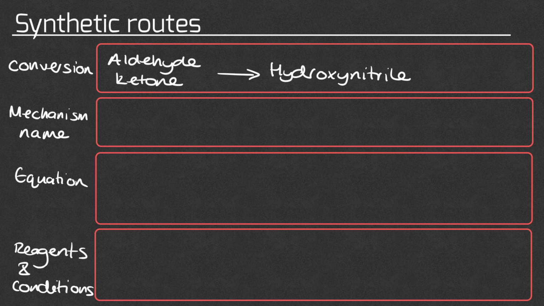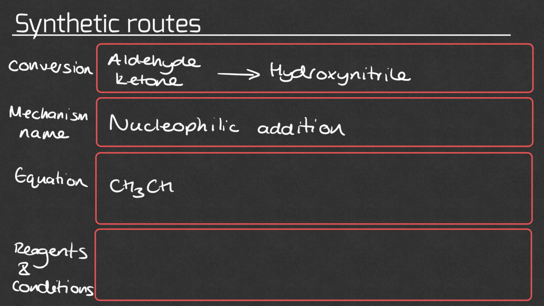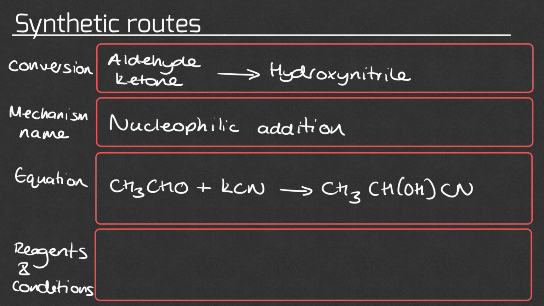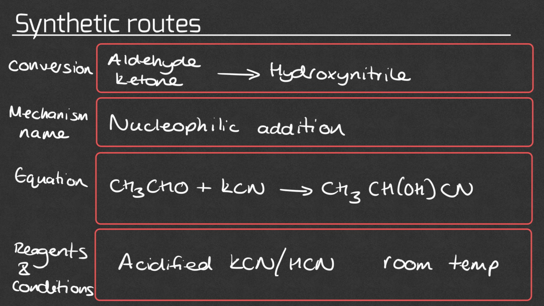For the conversion of an aldehyde or ketone to a hydroxynitrile, this would be a nucleophilic addition mechanism. An example equation would show, in this case, an aldehyde reacting with potassium cyanide to form our hydroxynitrile product. The reagents and conditions would be acidified potassium cyanide or hydrogen cyanide with the reaction done at room temperature.